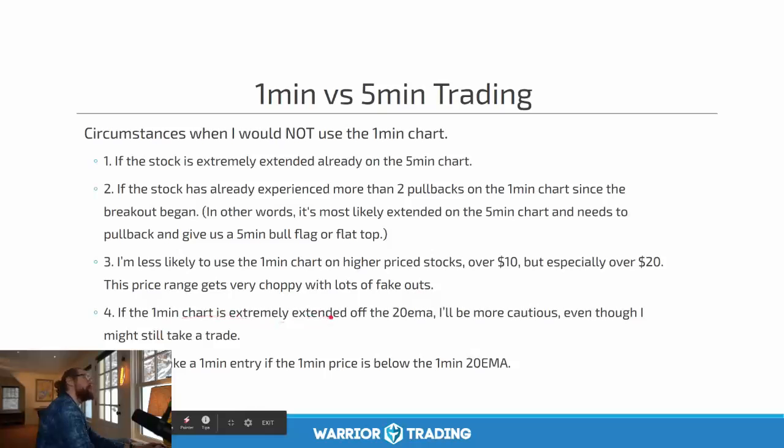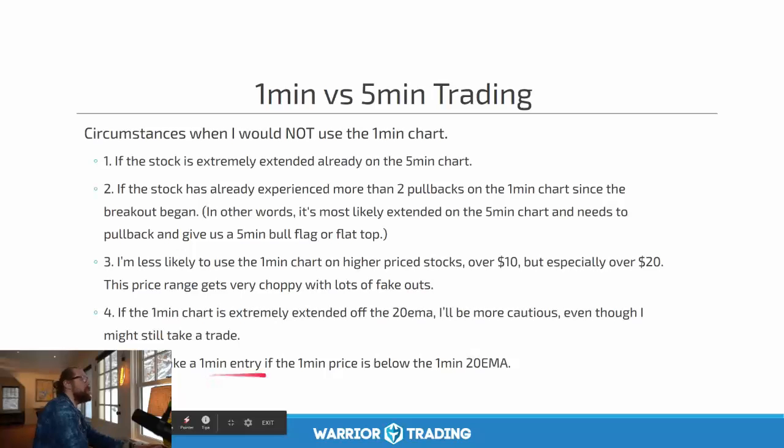If the 1 minute chart is extremely extended off its 20 EMA, remember the 20 EMA on a 1 minute will be different than the 20 EMA on a 5 minute, because 20 1 minute candles is a different average price than 20 5 minute candles. So we have moving averages on each time frame. Now, if the stock is extremely extended off of the 20 on the 1 minute, I may also be more cautious, although I might take a trade.